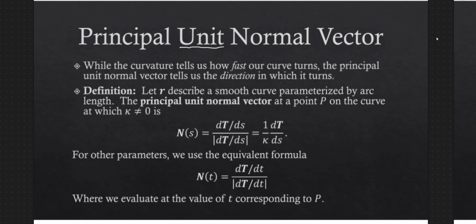The unit tangent vector told us just the direction of motion, right? We stripped the speed away from it. We just found a unit vector in the direction of motion. So this kind of goes along with that. This is the principal unit normal vector. So what does this tell us?